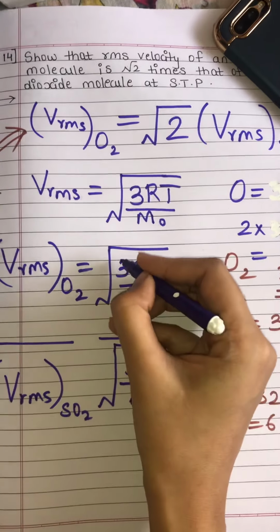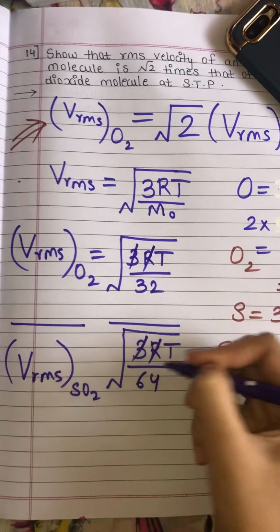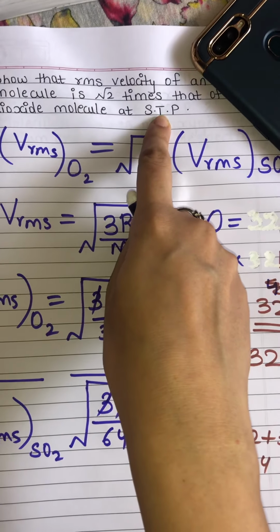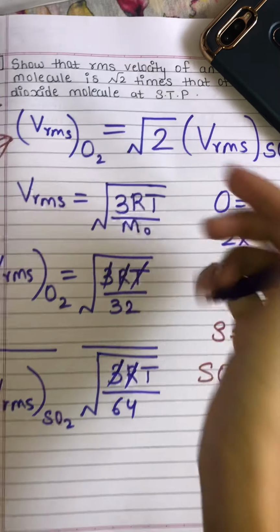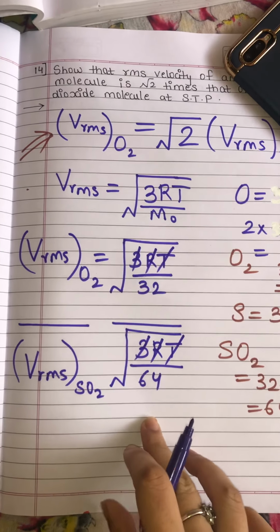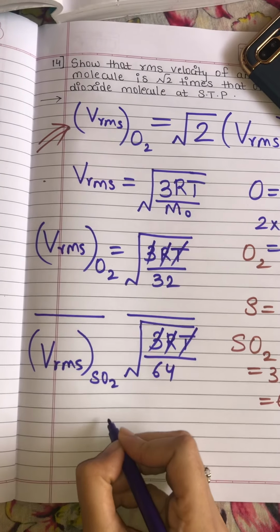Now what will happen? This 3 will get cancelled. R is the universal gas constant. T is the temperature, it is standard temperature, that is 0 degrees Celsius. So this temperature also gets cancelled. What remains with me? That is 1 upon 32 and 1 upon 64.